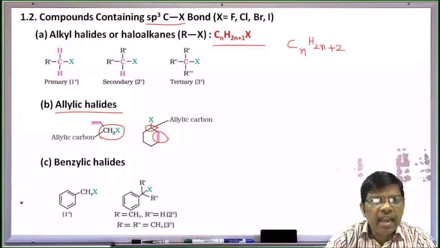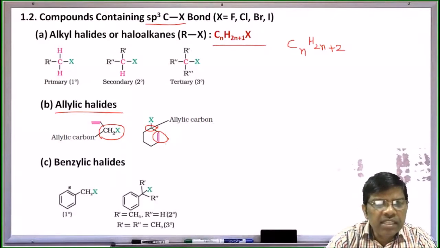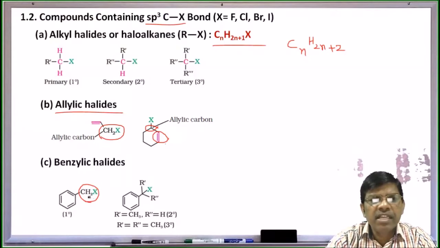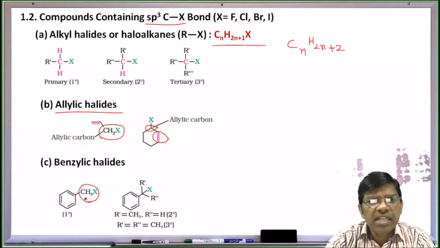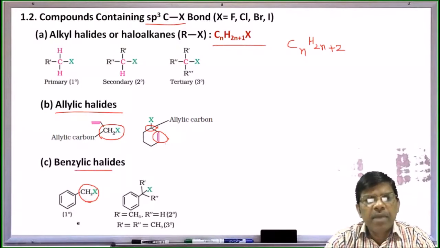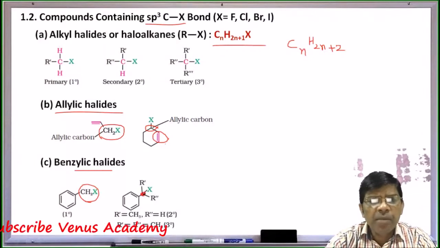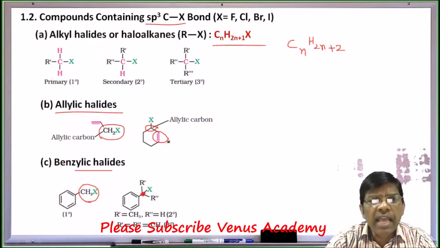Benzylic halides are the compounds in which the halogen is attached to the benzylic position. This is benzylic position. So this carbon which is directly attached to the benzene ring is known as benzylic carbon. If the halide is attached to this benzylic carbon, then it is known as benzylic halide. If it is primary, then primary benzylic halide. If it is secondary, secondary benzylic halide. Tertiary, tertiary benzylic halide. Its chemical properties are very similar to allylic halides.